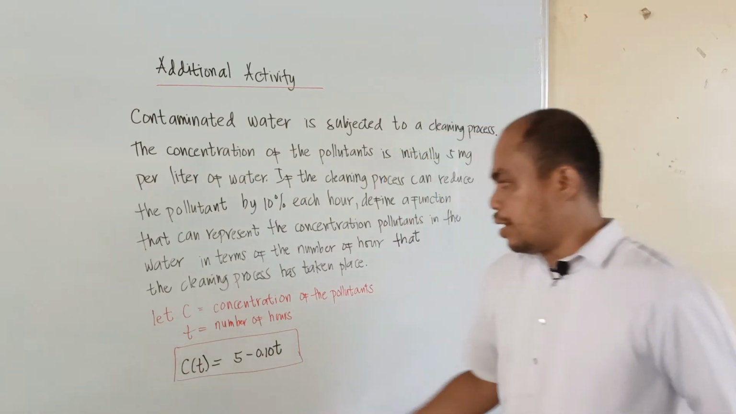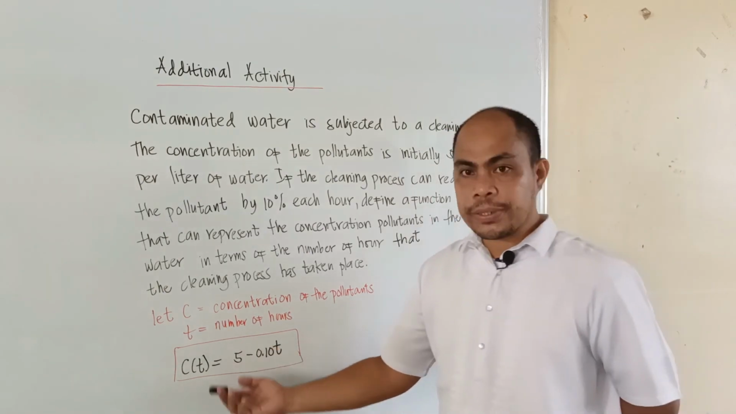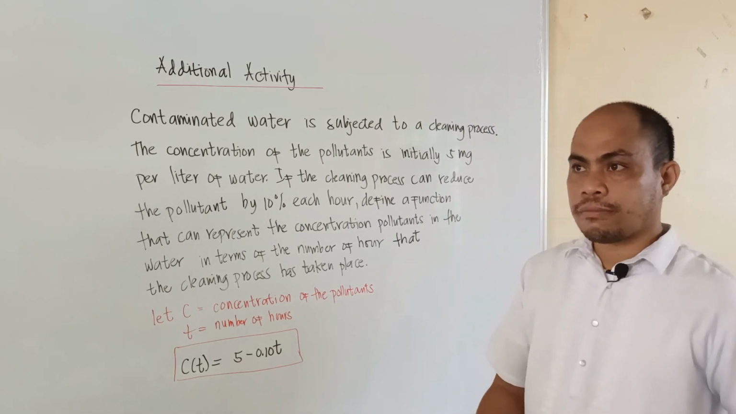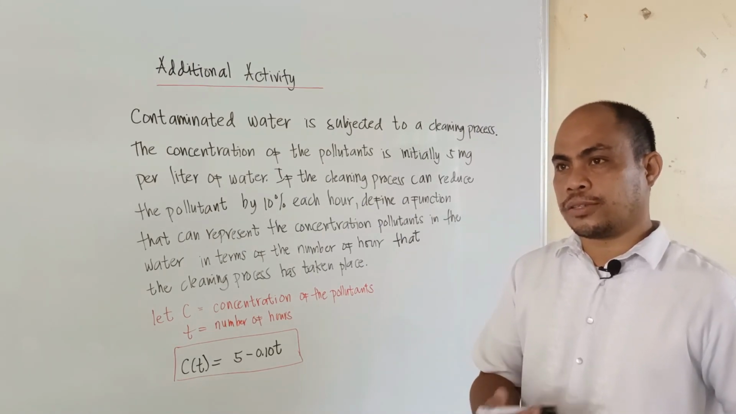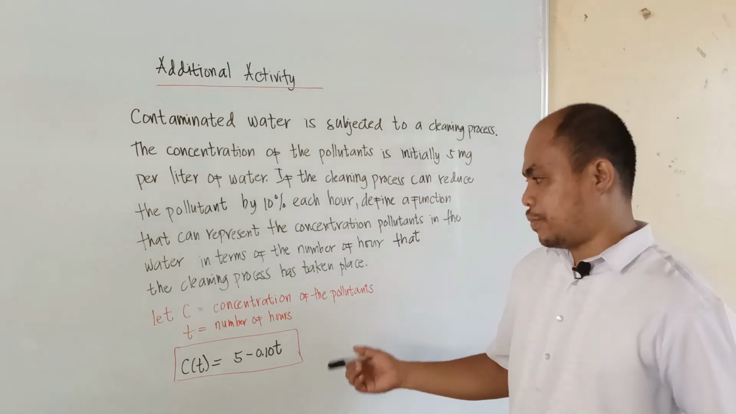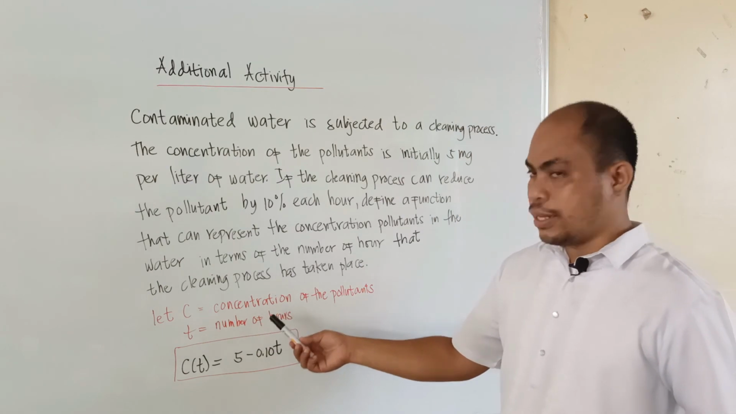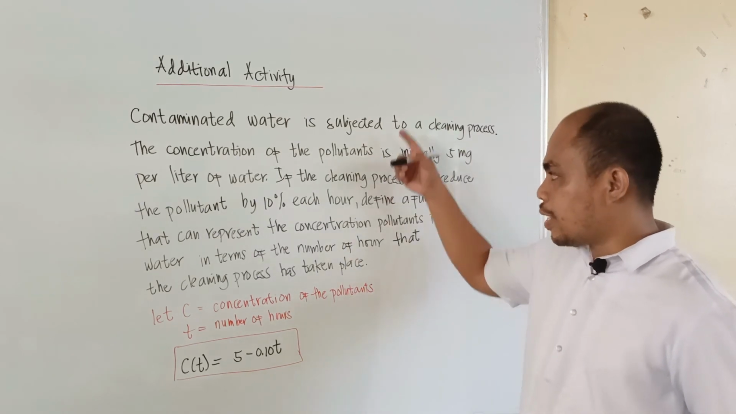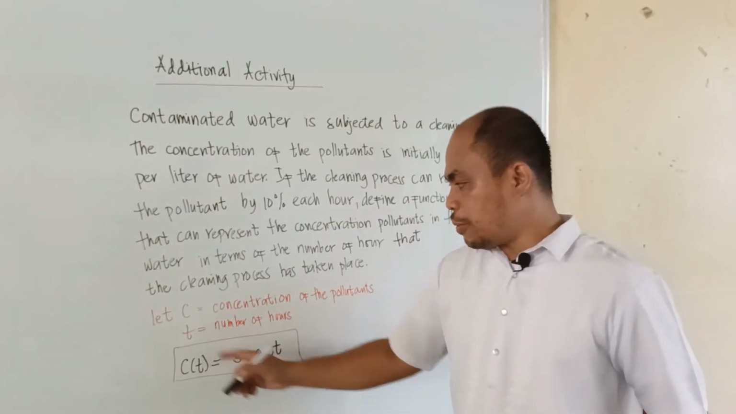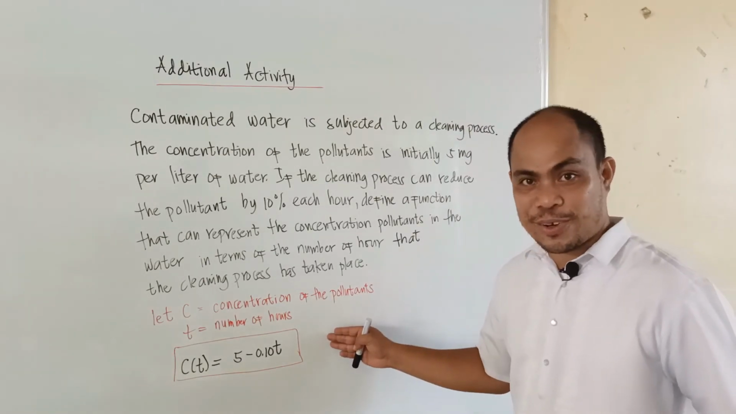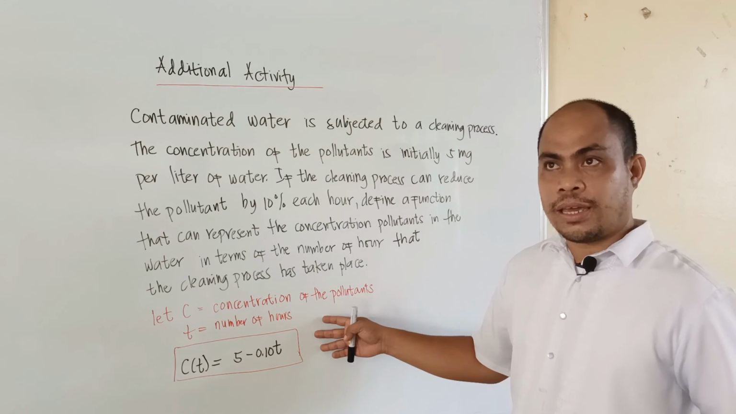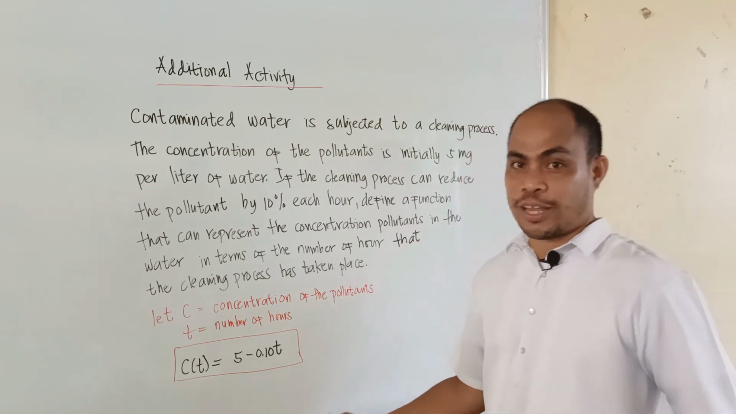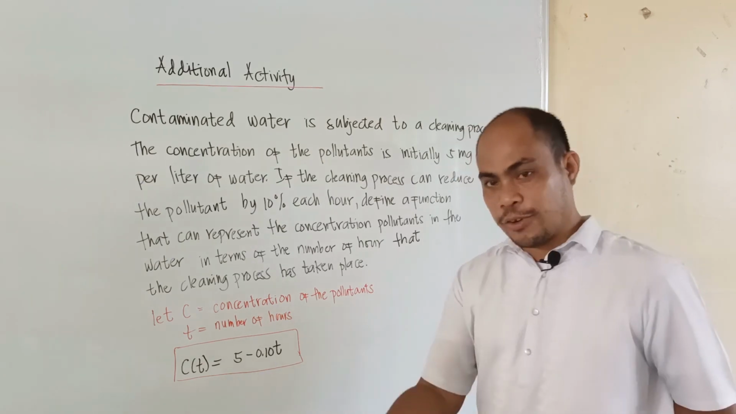Now, let's represent some words with letters for our problem. Let C equal the concentration of the pollutants, because that is what the problem talks about, and then T will be the number of hours. This will be my suggested answer. It is subject to your research. Do research too on whether my answer is correct. I will not tell you if this is correct.